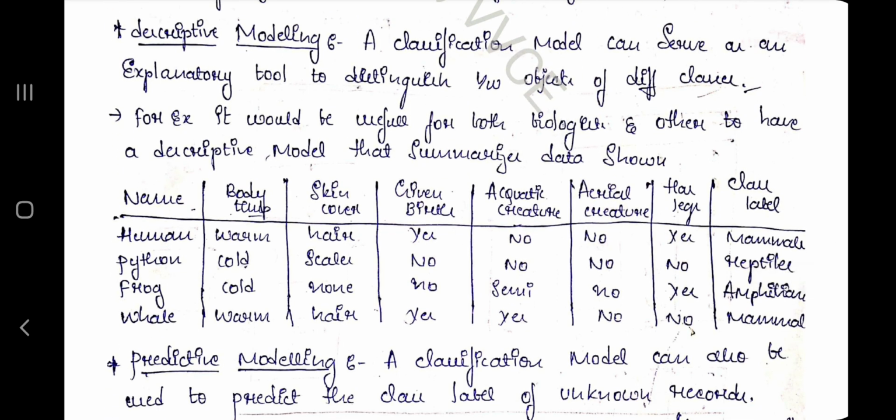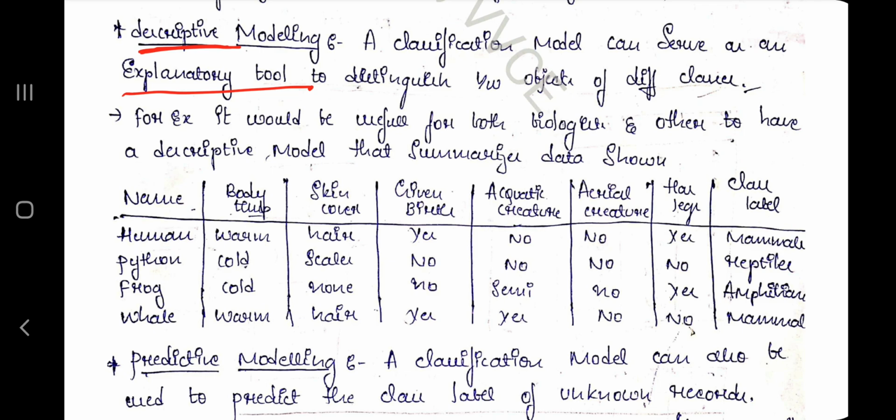By the name itself you can understand what is descriptive. Descriptive means detailed or explanatory tool. Here you will have many features and much more data. By using the detailed data, you will be classifying. What is descriptive modeling? By using detailed explanatory data, you will be classifying the things.